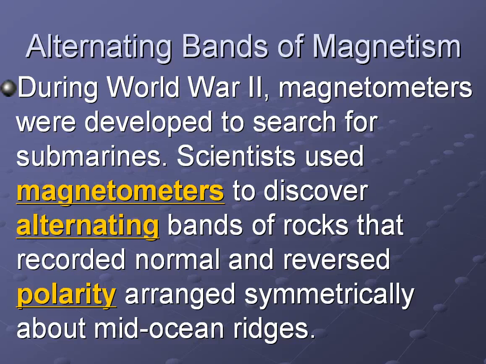Another piece of evidence that really cemented it, and this was one of those pieces that made a lot of geologists make up their minds that yes, plate tectonics is for real. During World War II, magnetometers were developed to search for German submarines. Scientists used these same magnetometers to discover alternating bands of rocks that were recorded. They found normal polarity, or at least normal for us now, pointing towards magnetic north, but they also found some bands of reverse polarity. And they were arranged systematically along the mid-ocean ridges.